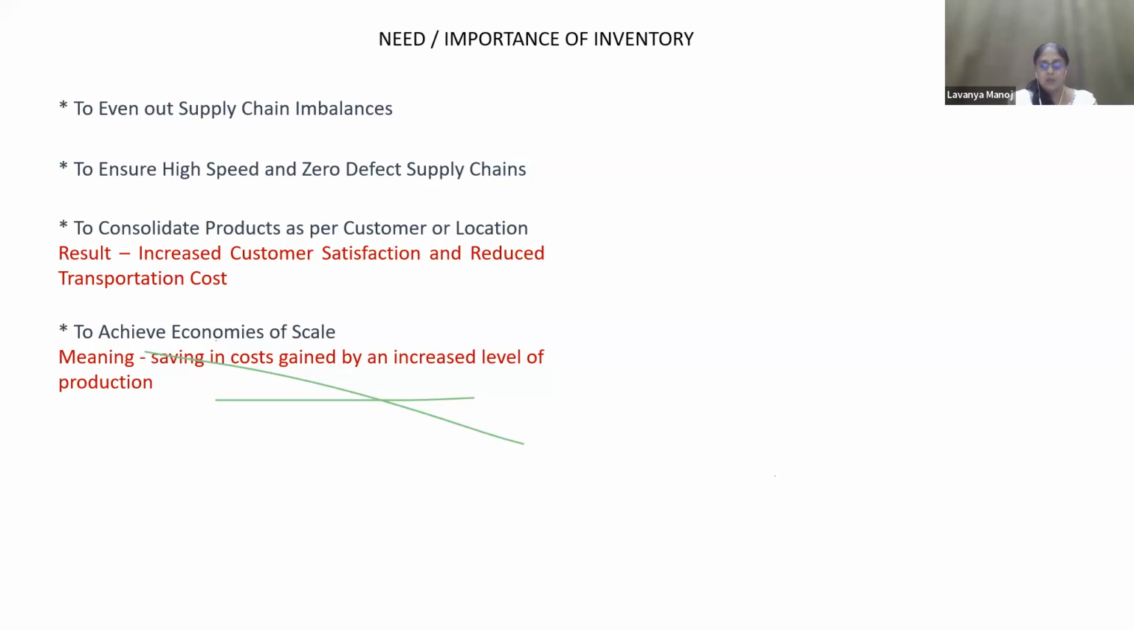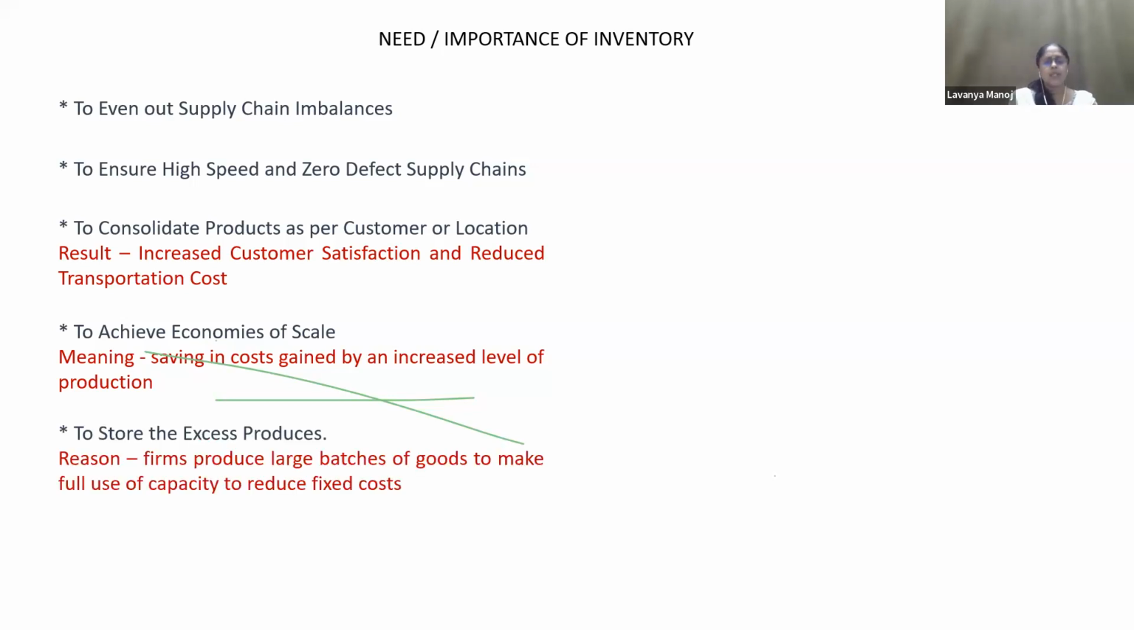So to achieve the economy of scale, to store the excess, producers buy raw materials, sometimes at a cheaper rate, or sometimes you may foresee that there may be a demand for a particular raw material in another few days, or there may not be availability of that raw material in another few days. You may come to know through an agency or whatever it is. In that case, you feel that you will have to procure more.